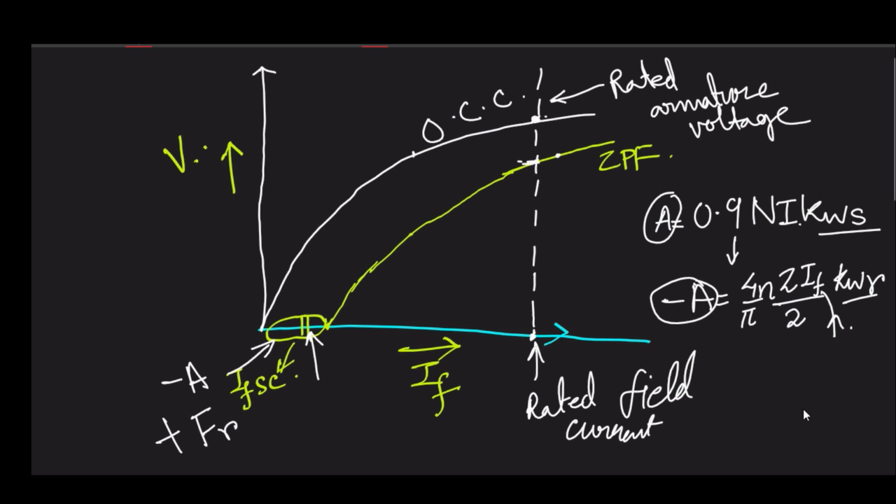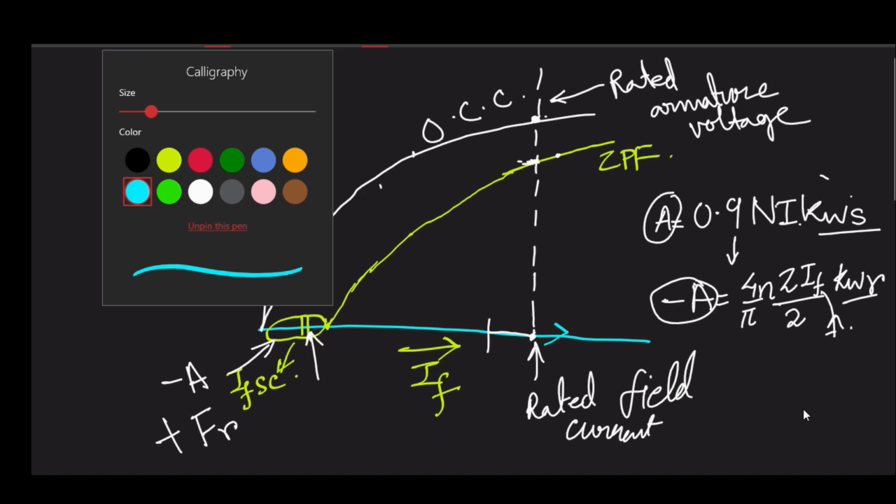What I was trying to tell is that since this is a balanced circuit, we are going for a per phase representation. This is your per phase rated armature voltage. This is the armature reaction MMF produced by a rated armature current flowing through a pure inductive load. From that, you can calculate the amount of IF that is required, and on this scale we can also find the value of A. So what we can do is draw a line parallel to our horizontal axis. Let me use some other color to make it clearly understandable. That is here.